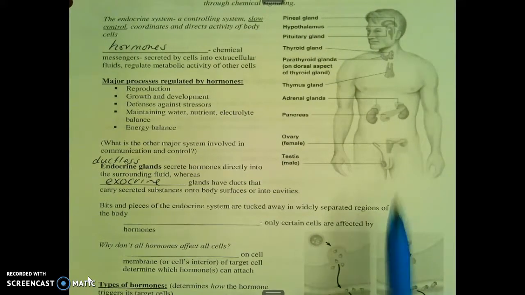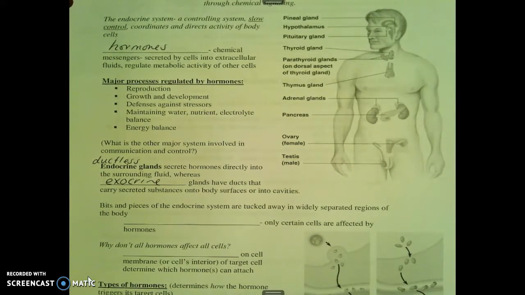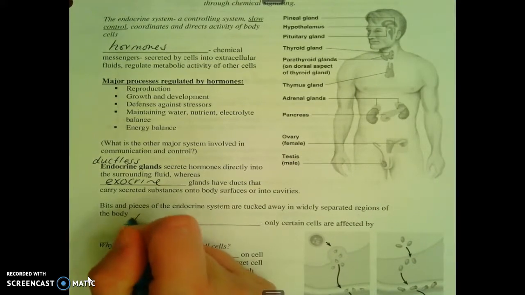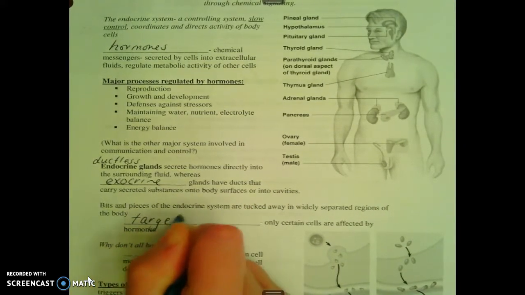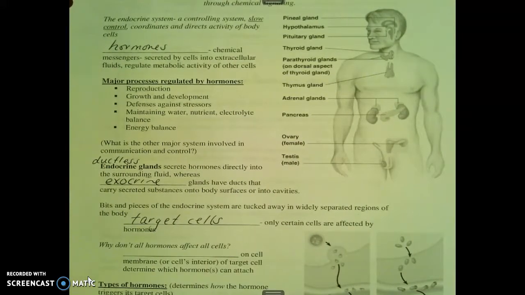And you'll notice in this diagram that there are bits and pieces of the endocrine system tucked away in widely separated regions of the body, which is why when we say they talk to each other, we're saying they travel larger distances. It's important to note that only certain cells are affected by each hormone, and we refer to these cells that can hear the hormonal messages as target cells.